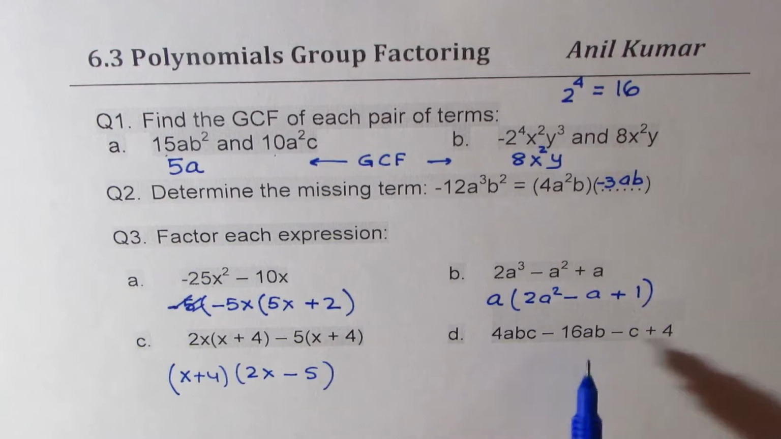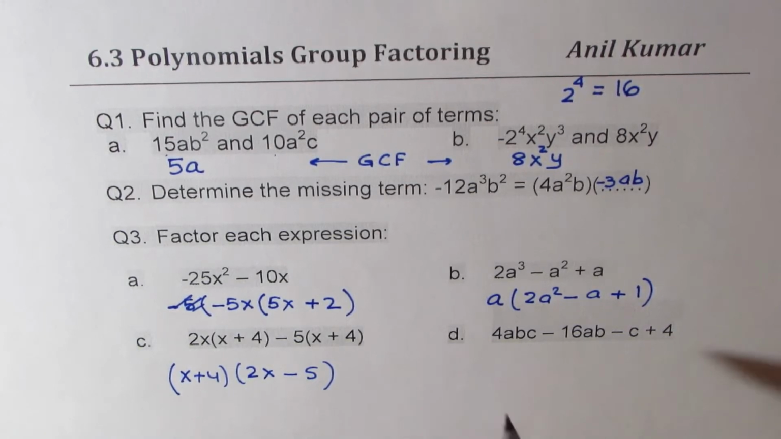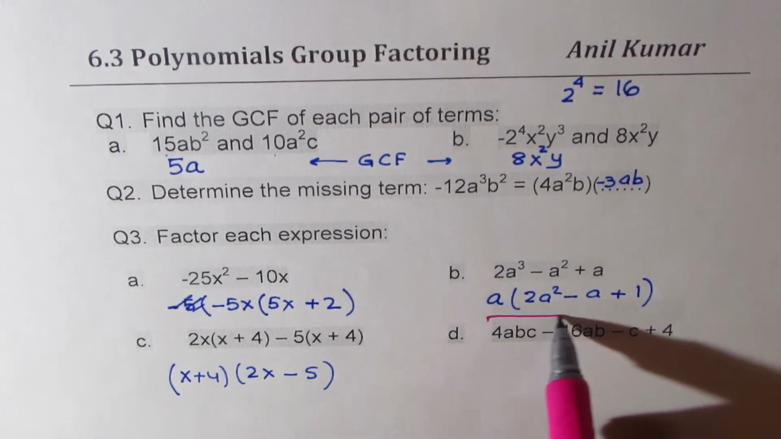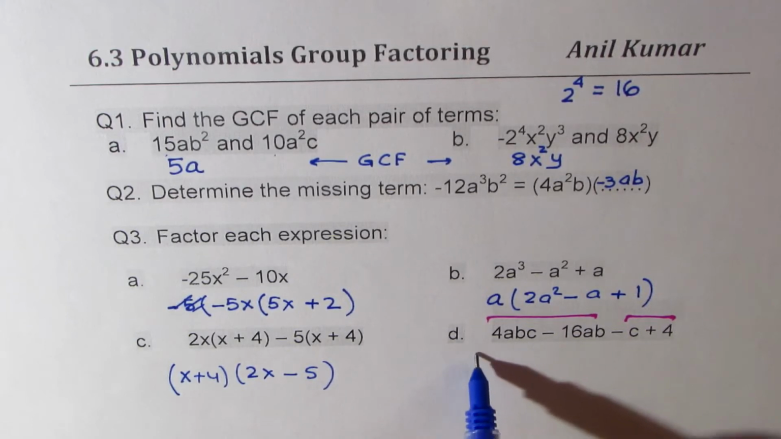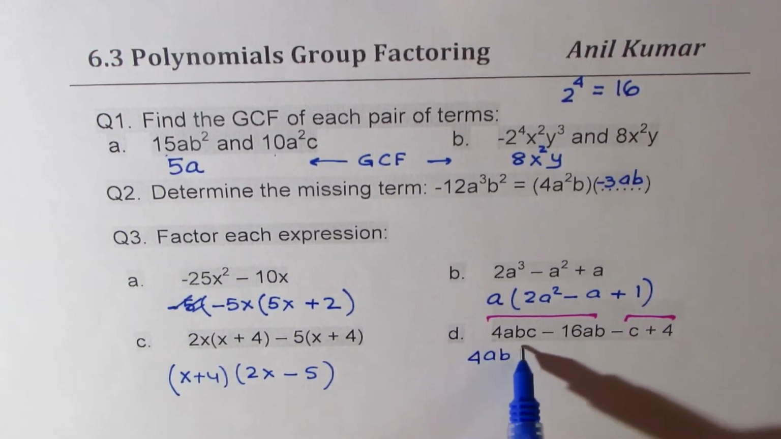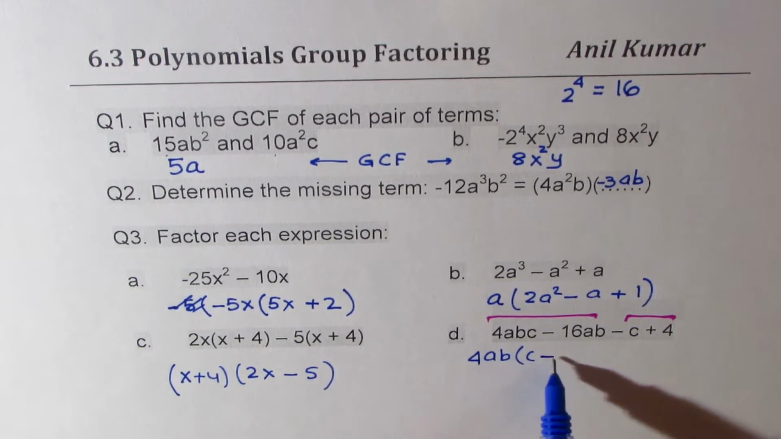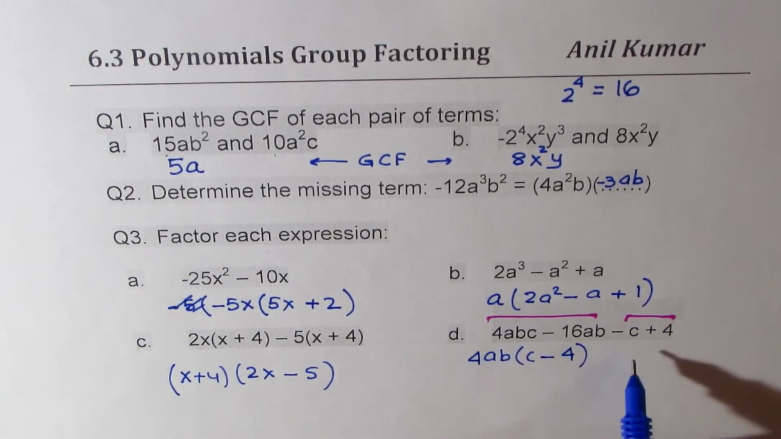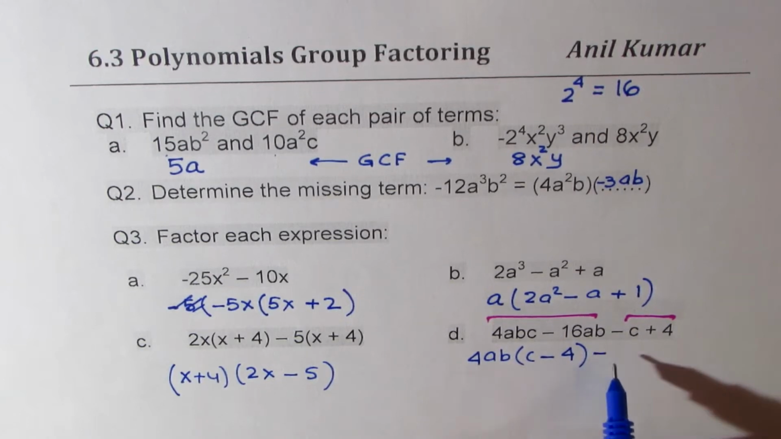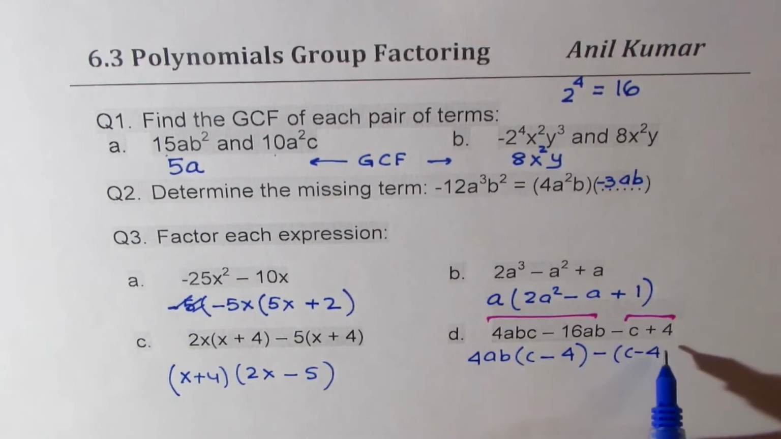Now in this case we have 4 different terms. We could group them into groups of 2's and then factor. Okay, so let's group them in this fashion. In that case, what do you notice? From the first two terms, I can take 4ab common. I am left with c minus 4, since minus 16 divided by 4 is minus 4. In the second group, if I take minus 1 common, I get c minus 4.